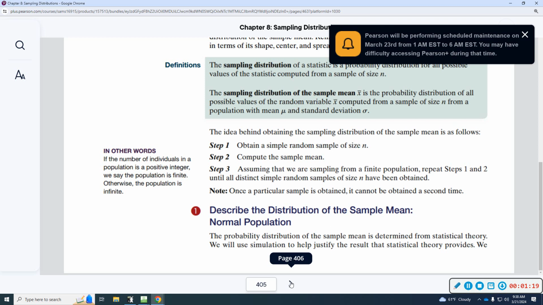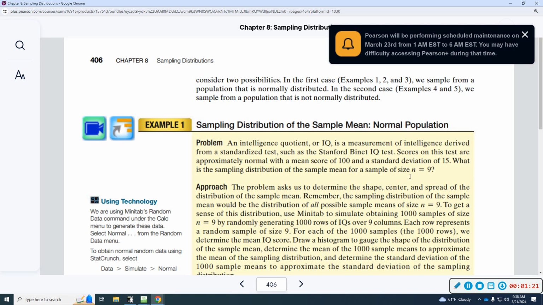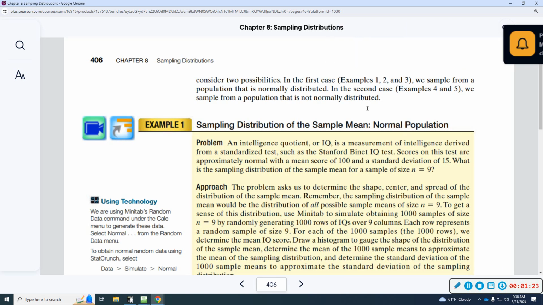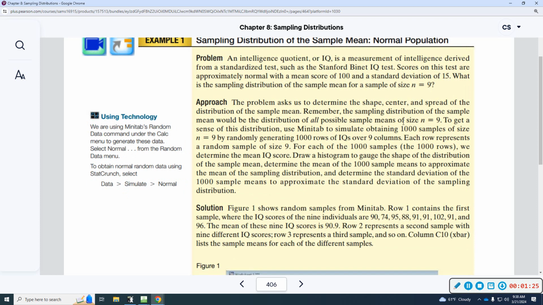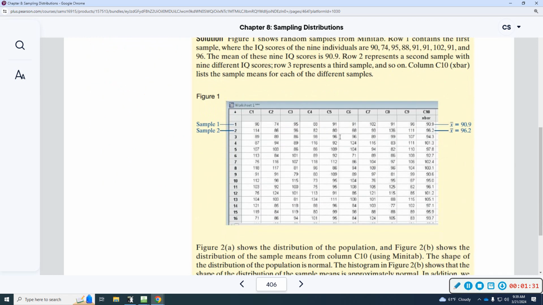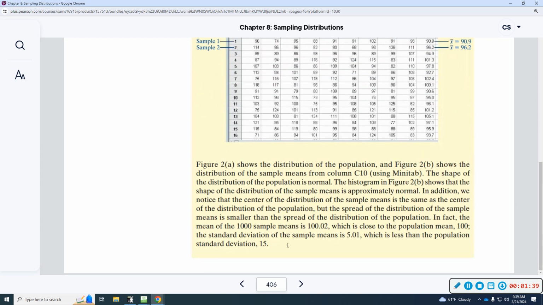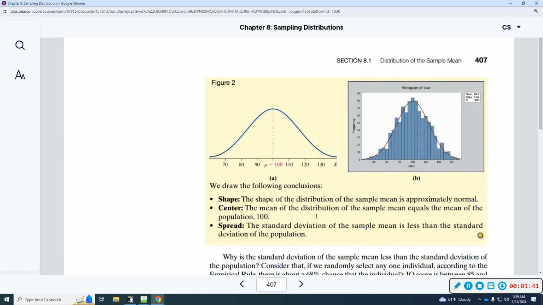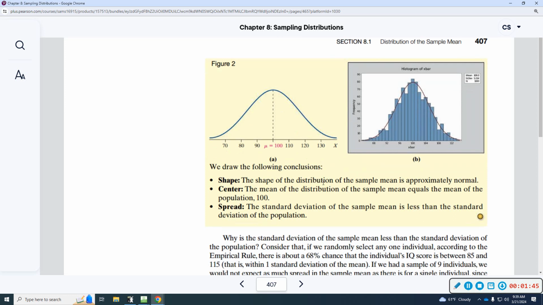But that's the idea behind this. We're going to be taking samples from a larger population and looking at its distribution. So this is saying samples of size 9. Here are some different examples. You'll get different means, but when you take the mean of all of those means, it will be close to the actual population mean, which is in the center.